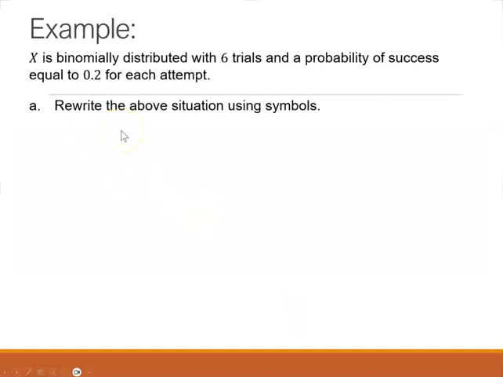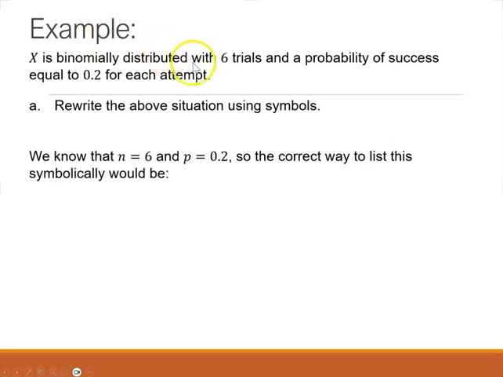All right. Rewrite the above situation using symbols. X is binomially distributed with 6 trials and a probability of success equal to 0.2. So n is 6, p is 0.2. So I just write that. This statement here and these symbols here mean the same thing. Sometimes you'll be given it symbolically, sometimes you'll be given it in words. You should be able to read it and move back and forth between the two. Everybody's okay?